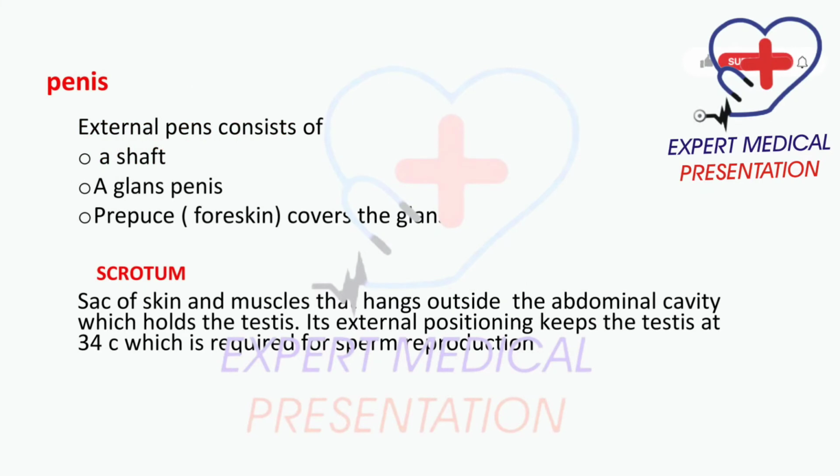Penis. The external penis consists of a shaft and a glans penis. The prepuce, or foreskin, covers the glans. Scrotum. A sac of skin and muscles that hangs outside the abdominal cavity and holds the testis. Its external positioning keeps the testis at 34°C, which is required for sperm production.